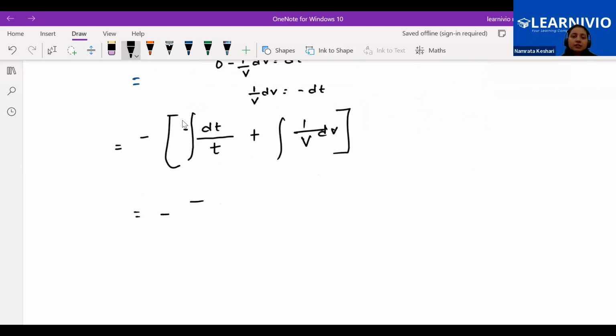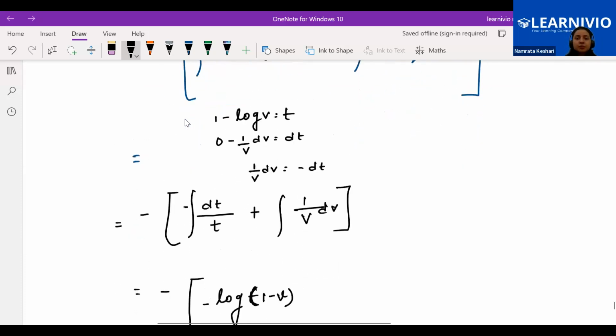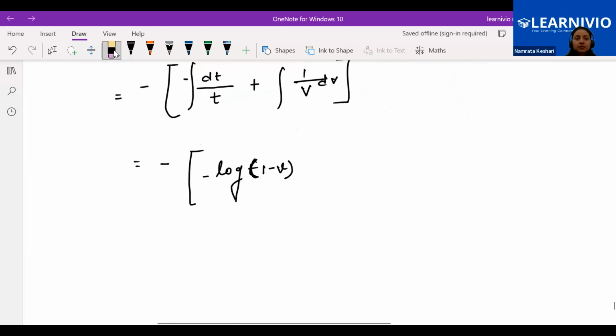So minus, we just have to be careful with the sign. Patiently you should do. Log t, t means what? T means 1 minus log v. Okay, t means 1 minus log v, not only v, 1 minus log v. And 1 by v dv means just log v.